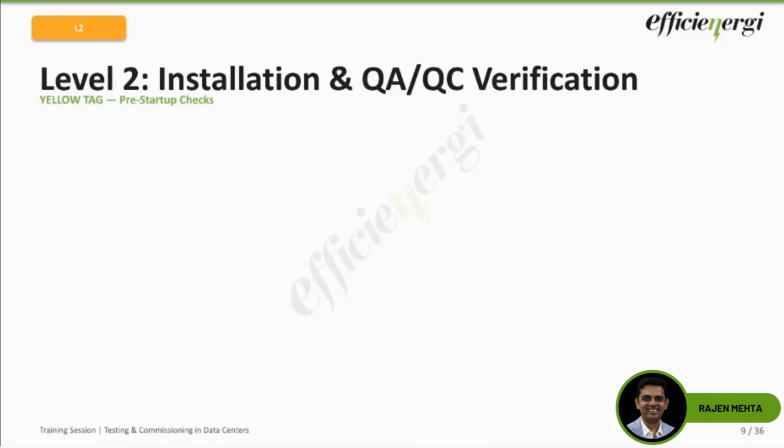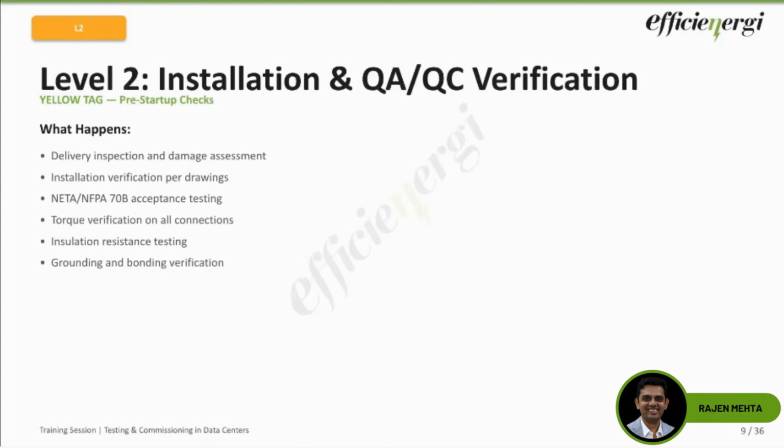Now L2 is the barrier between de-energized work and energized work. That's simply what I would put. You cannot energize any equipment until L2 is complete and the yellow tag is issued. This is a safety gate, is what I would call it. It's not just a process step, it's a safety gate. So what happens during L2?